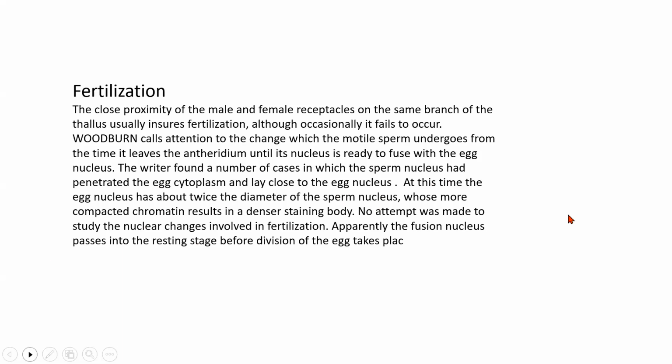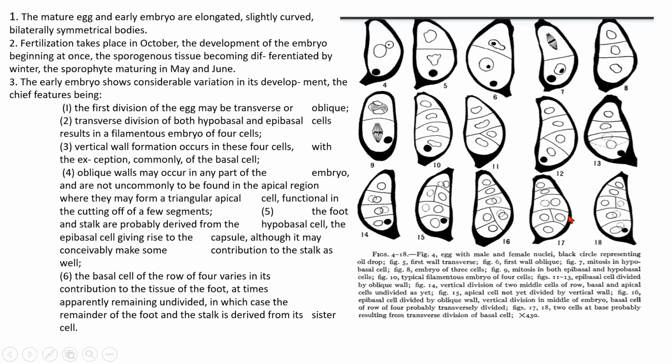So this is the mature egg and how the embryo is formed. This shows the egg with the male and the female nuclei, and this is the oil drop. The first division is transverse. The mature egg and the early embryo are elongated, slightly curved, bilaterally symmetrical bodies.